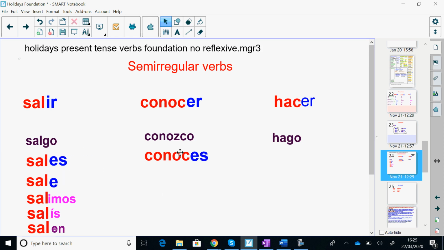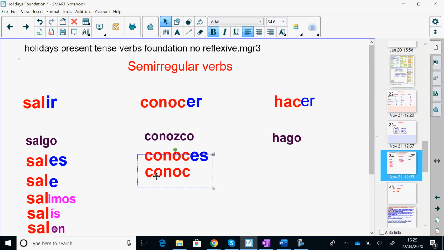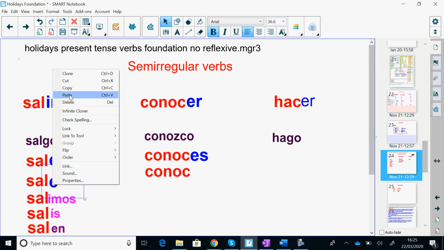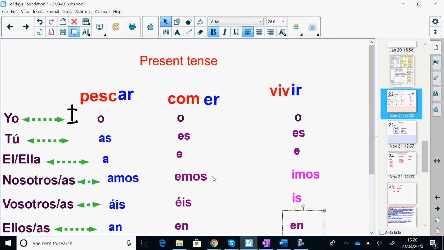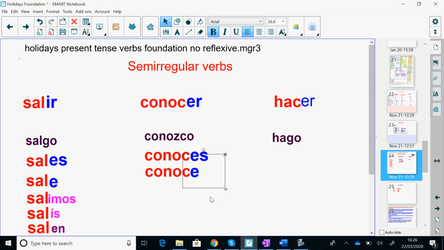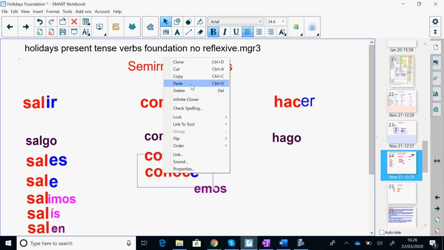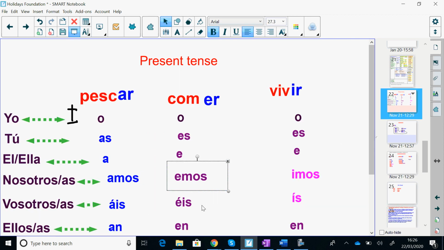How would it be for he or she? We're going to clone it. Cono, and yes, exactly the same as this one. Conoce. Okay, what about we? We come back here again. For we was -emos. You got it here. So copy. In here, we're going to say conocemos. Well done. And it's going to be the same ending there. You notice only the first person is irregular. You plural will be -éis, we come here, cono, that's it.